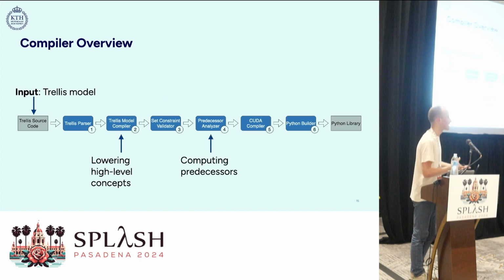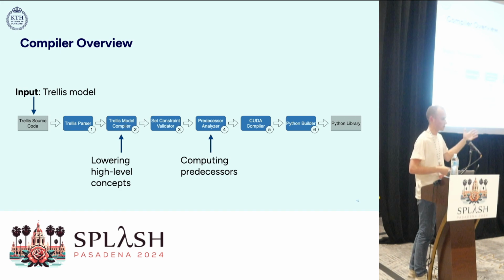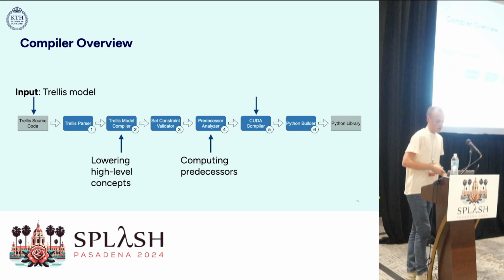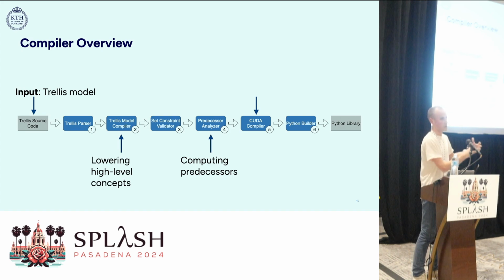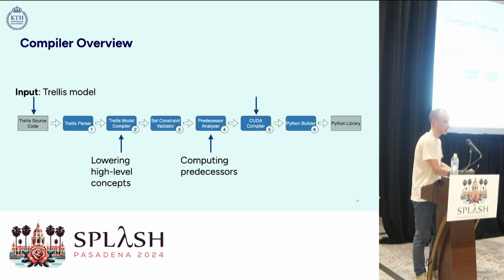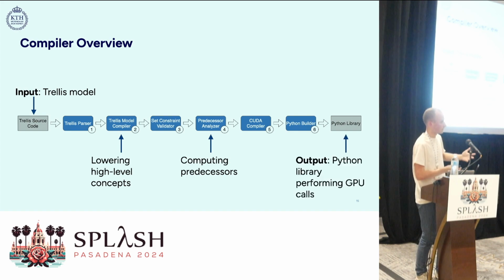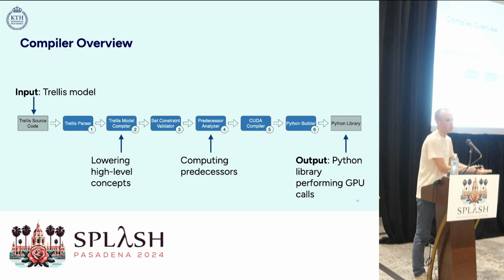Then we run the predecessor analyzer where we compute the predecessors, and this is the key part of making use of sparsity in the models. This is what I'll talk about on the next slide. But then we have the CUDA compiler. There we translate the Trellis AST that we have built up so far to CUDA C++, and then we compile that to a shared library. We also use a Python builder to generate a Python library, which uses this shared library to perform calls to the GPU code.